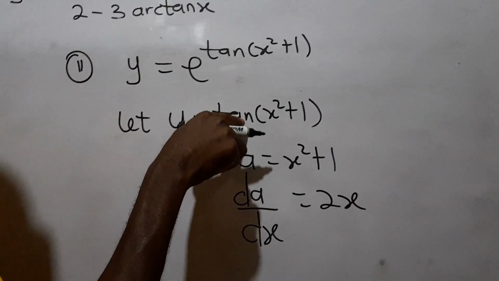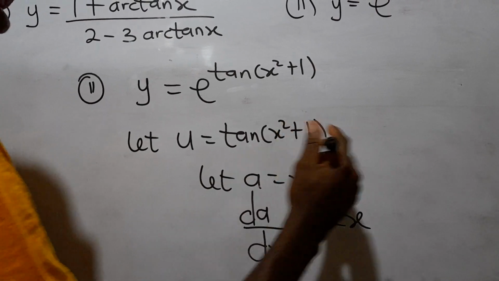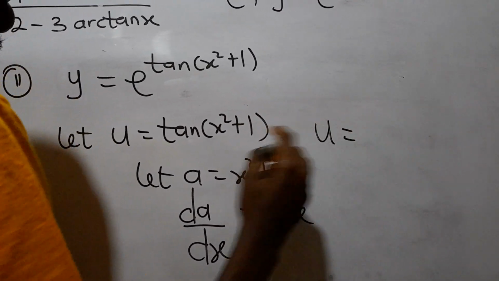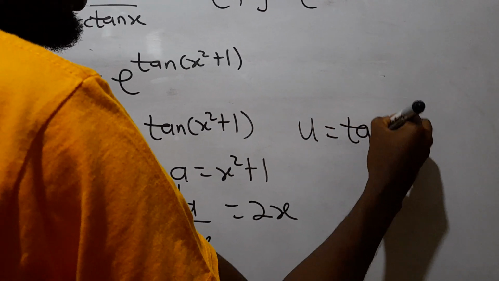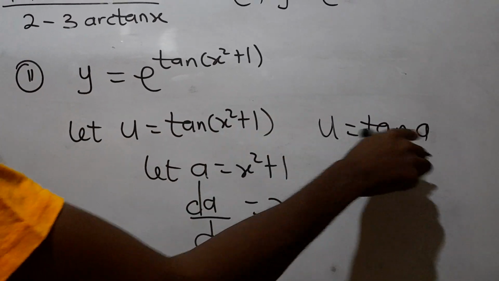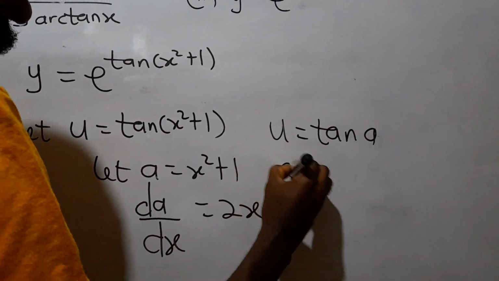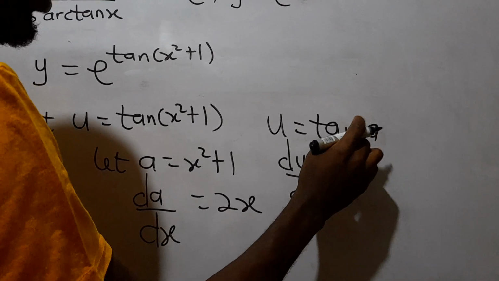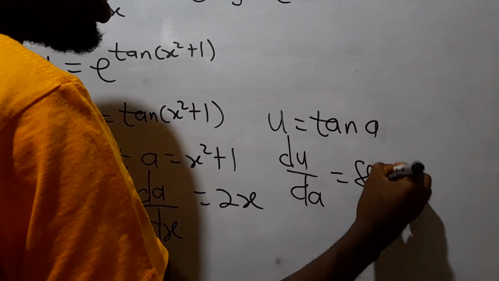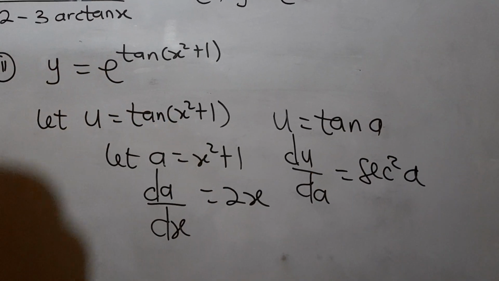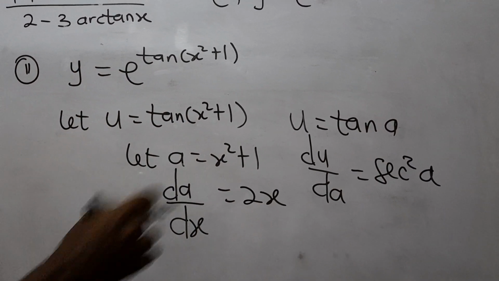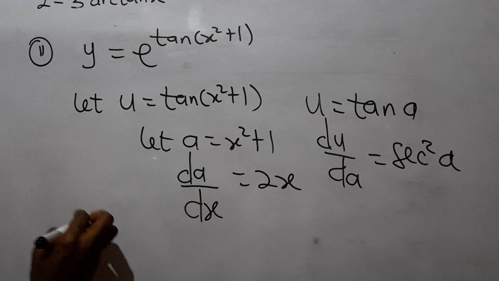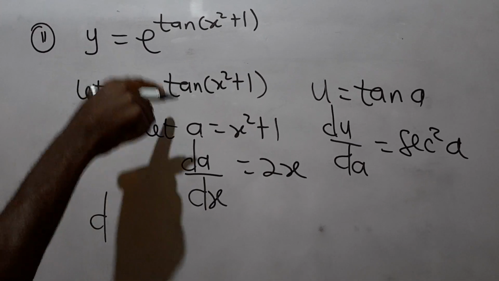Now, if a is equal to that, we can say u is equal to tan a. In place of x squared plus 1, we substitute a. So our du over dA, remember the differentiation of tan is sec square a. Now we use what is known as the chain rule. We want to find du over dx.